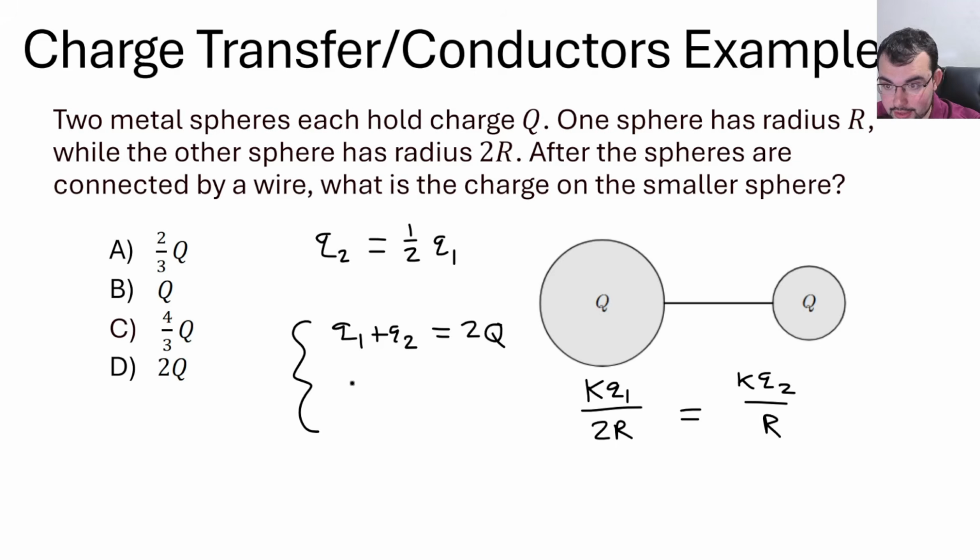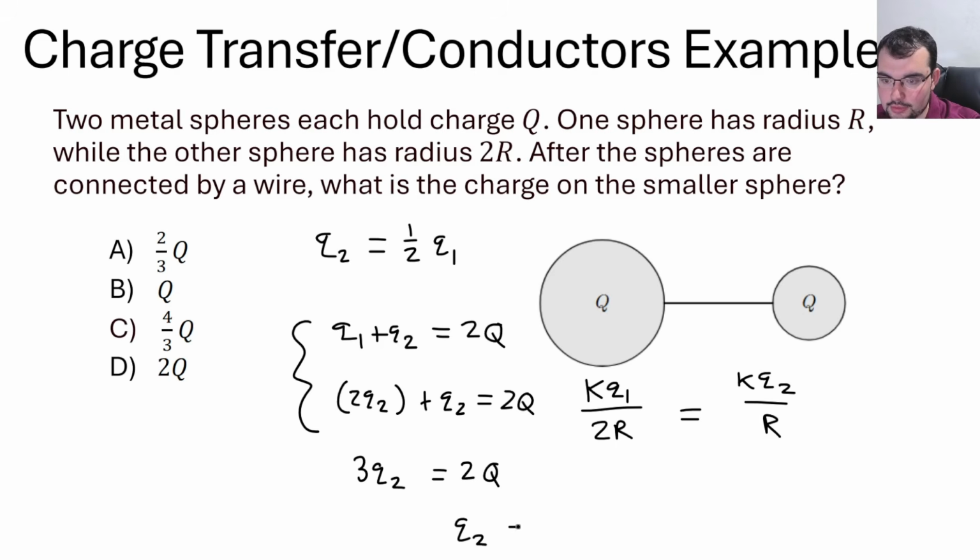And we said that Q2 was half of Q1. And we're actually interested in solving Q1. So it's actually a lot easier to say that Q1 is just going to be twice Q2. So 2Q2 plus Q2 equals 2Q. Wow, what a lovely tongue twister there. So 3 times Q2 is equal to 2Q. So Q2 is equal to 2/3 of Q.